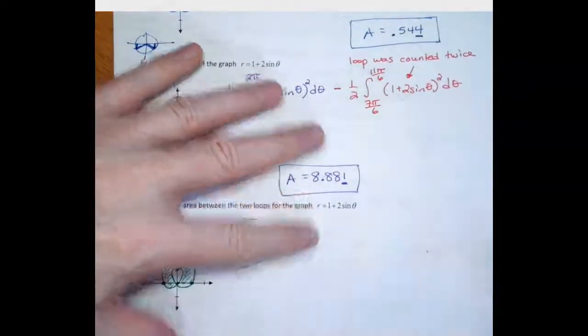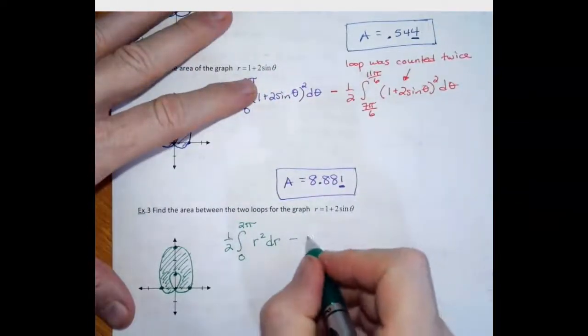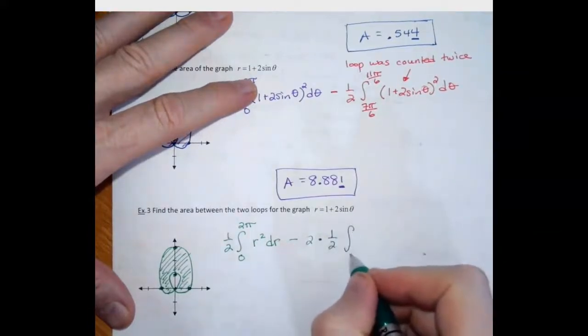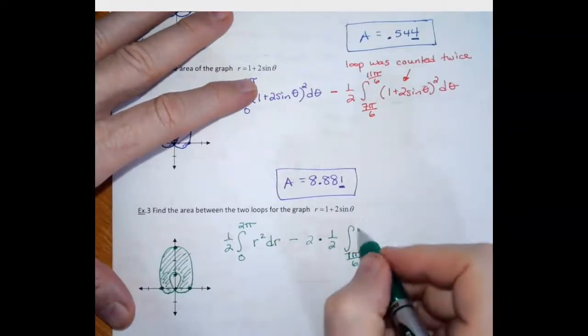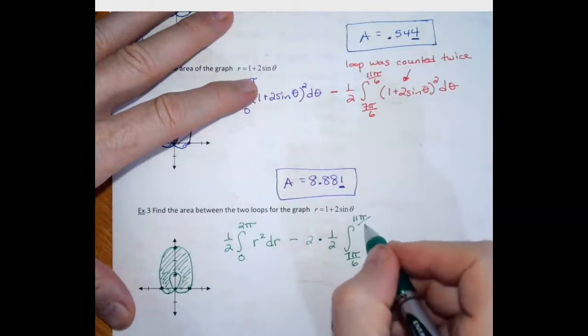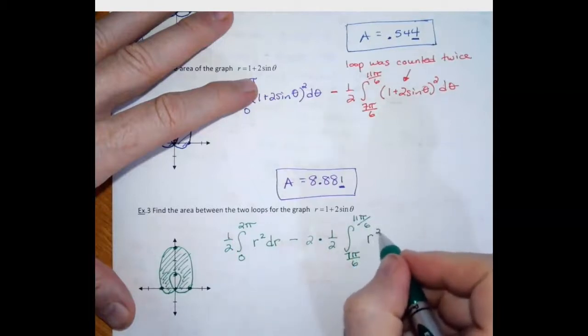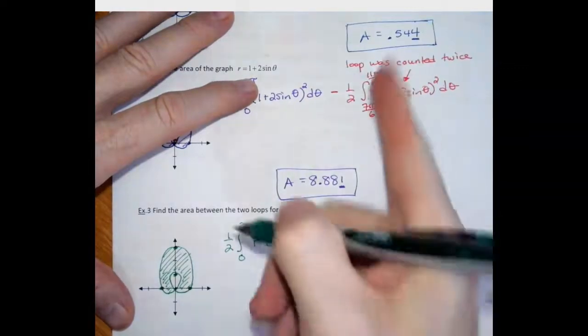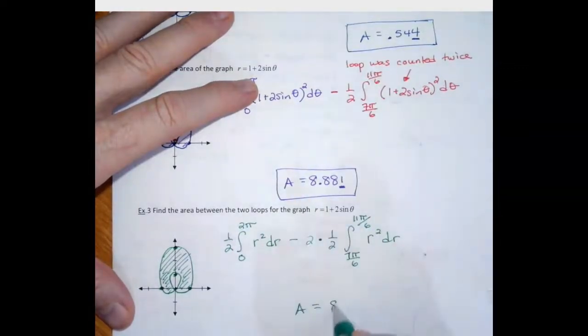Okay. So 2 times 1/2. The loop was 7 pi over 6 to 11 pi over 6. Okay, and there we can just actually subtract those two numbers, so that's going to be 8.338.